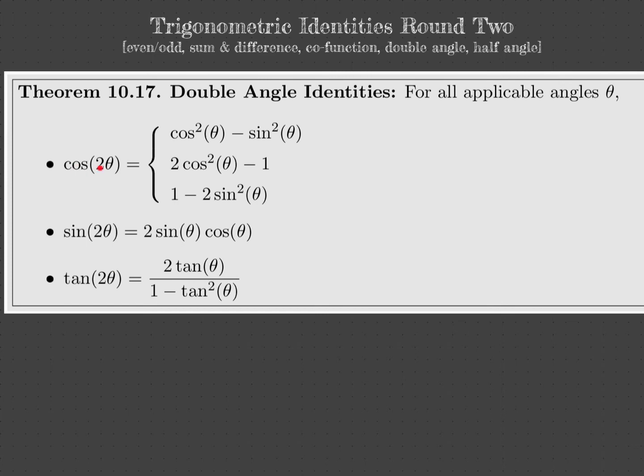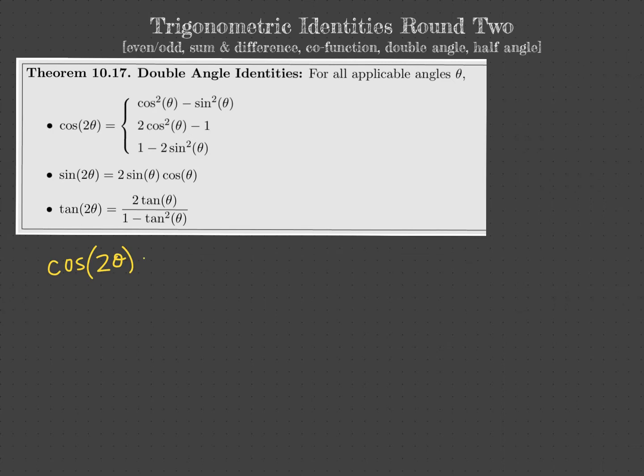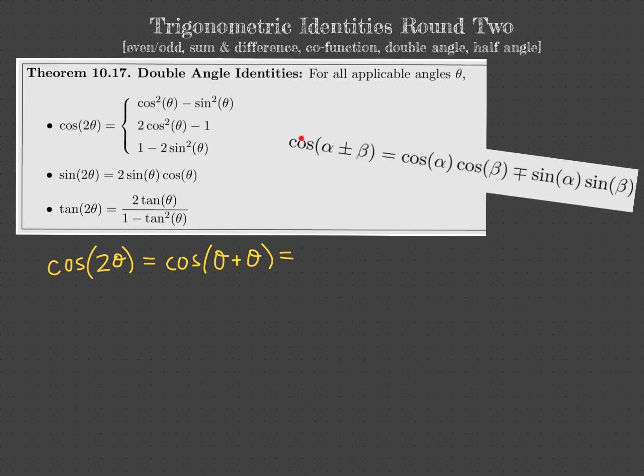I'm going to show you how we can actually prove this top one here. The cosine of 2 theta is really the cosine of theta plus theta. And therefore, we can use that cosine sum formula or identity, which says this right here. So the cosine of alpha plus beta would be the cosine of alpha times the cosine of beta minus the sine of alpha sine of beta. In this case, alpha and beta are both theta, since it's a double angle.